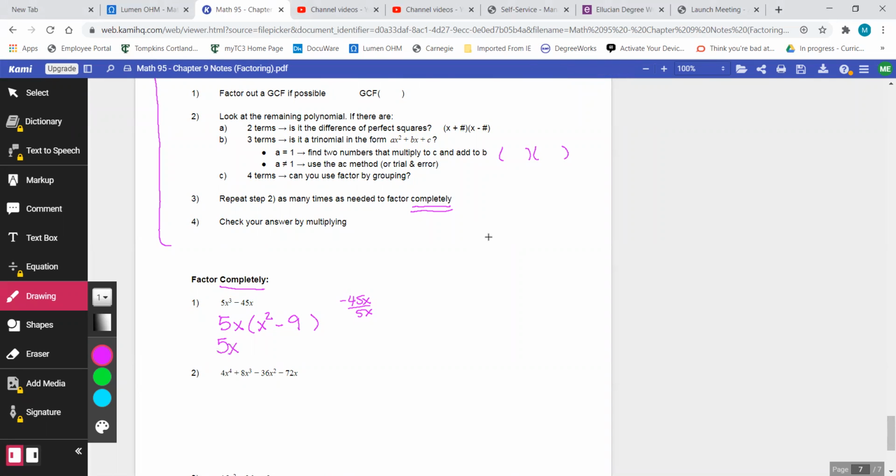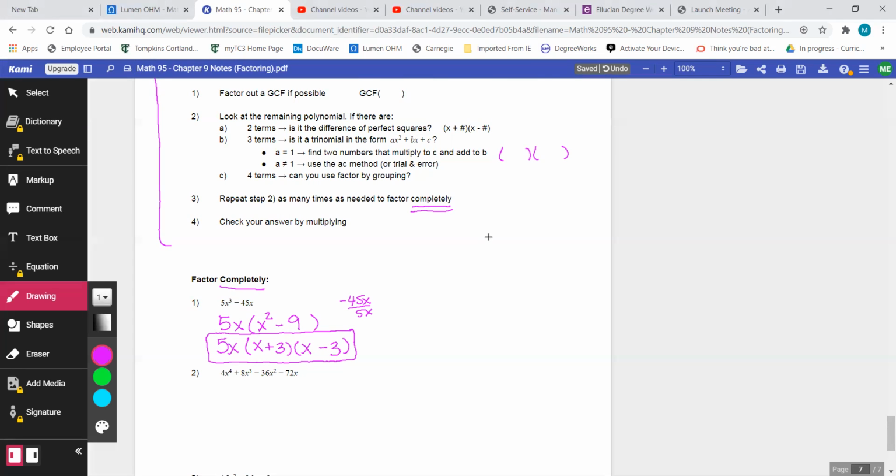So I have to bring my 5x with me. I can't leave that behind because in order to multiply to get what we originally started with, I need to keep that 5x. Now I can factor this though. Difference of perfect squares: the square root of the first term goes here and here, the square root of the second term goes here and here. Different signs.